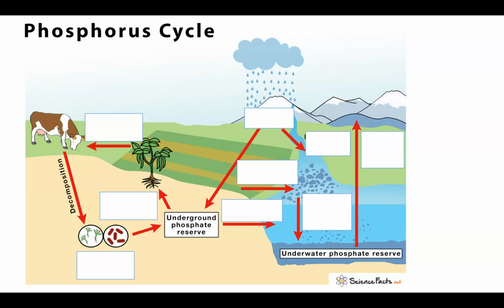We're going to start with our runoff from fertilizer. Right? That fertilizer has a lot of phosphorus in it, and that's how that phosphorus gets into our waterways.